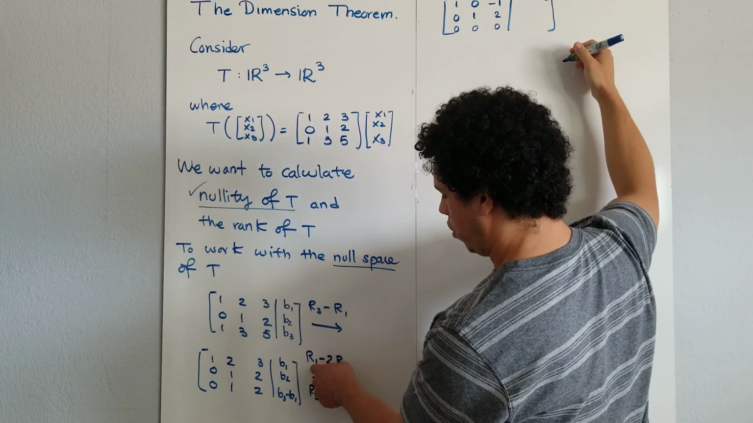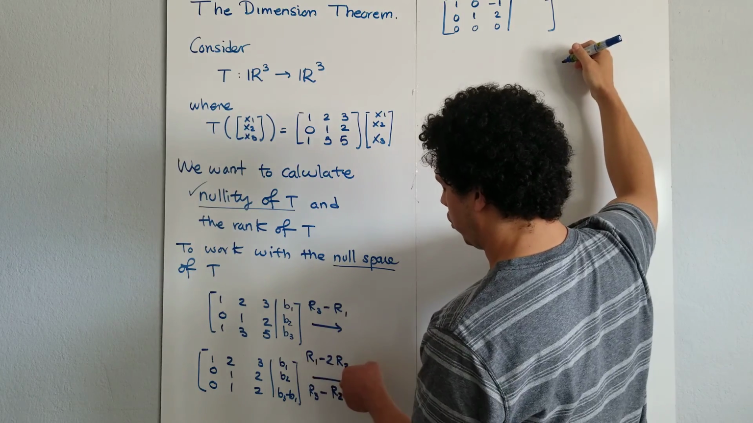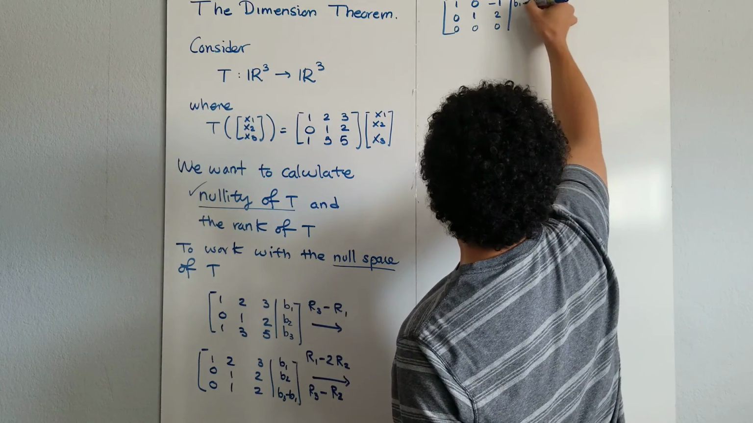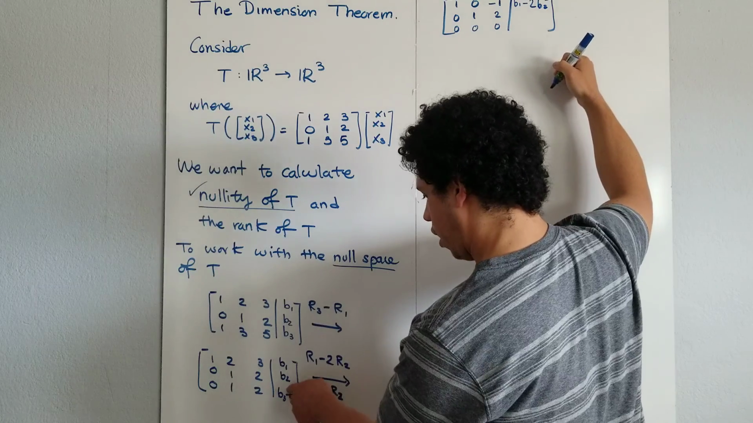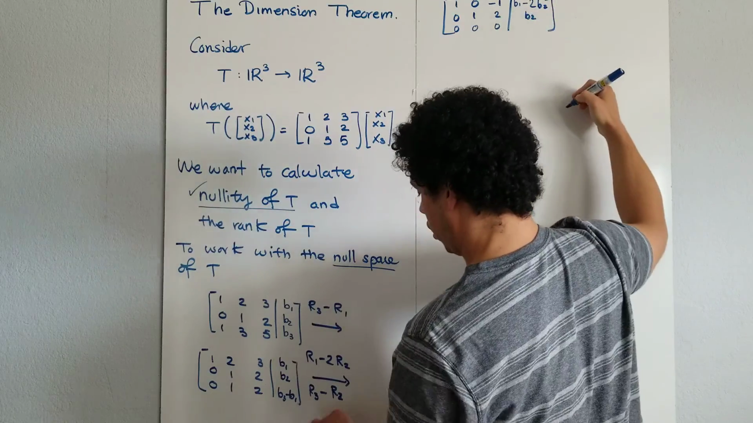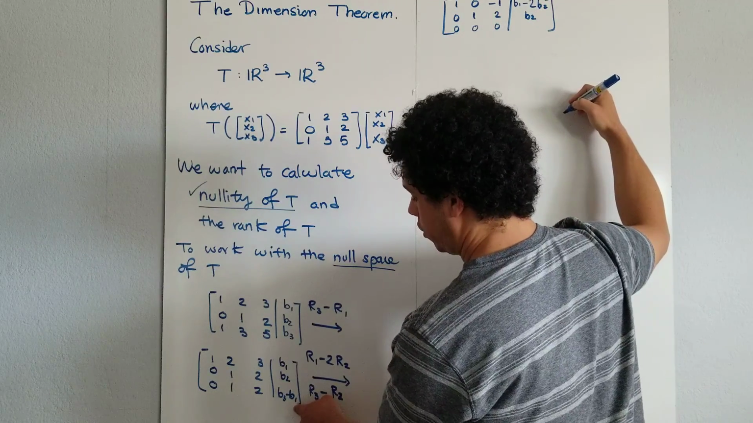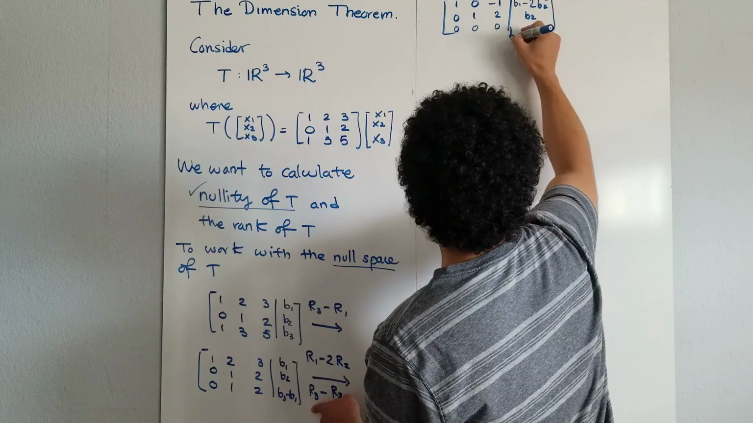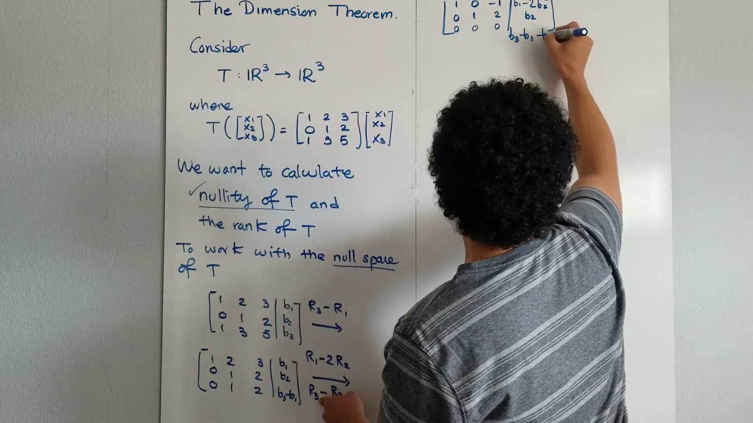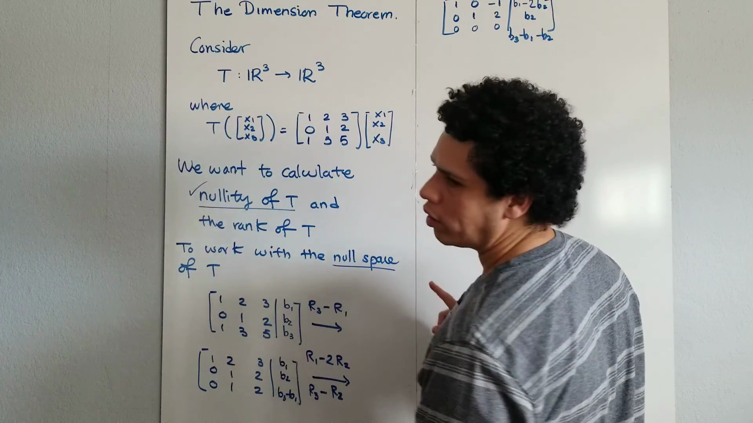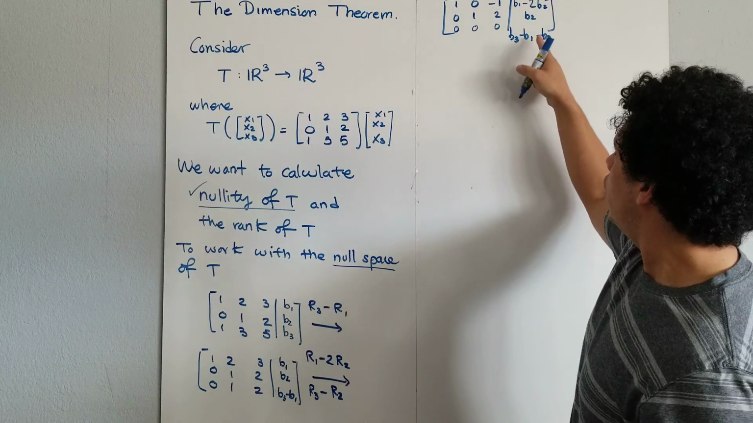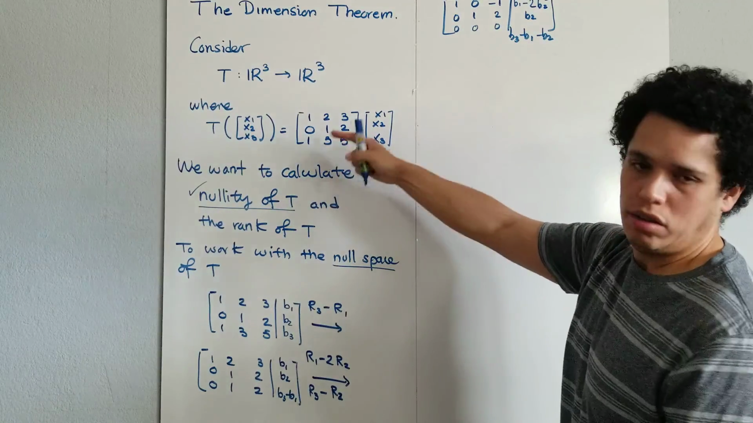We modify the first row by subtracting twice the second row. So this one becomes B1 minus 2B2. This one is not modified, so it's just B2. This one, now it's modified, and it becomes B3 minus B1 minus B2.